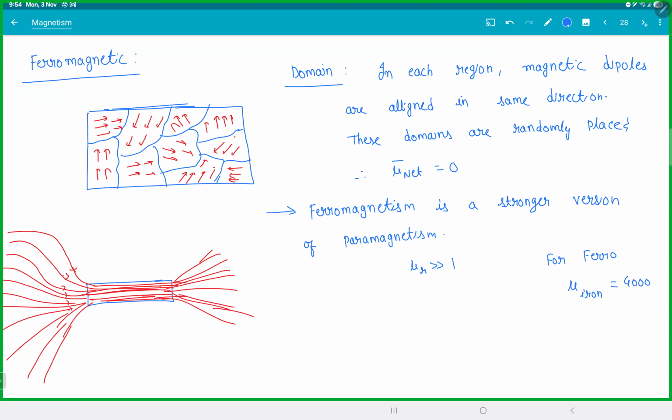And here we define chi, susceptibility, which is given by a constant divided by T minus Tc. Something happens here. If you keep increasing the temperature, these domains will get destroyed and the material becomes paramagnetic. So this Tc is called Curie's temperature. This is the temperature at which a ferromagnetic material becomes paramagnetic.